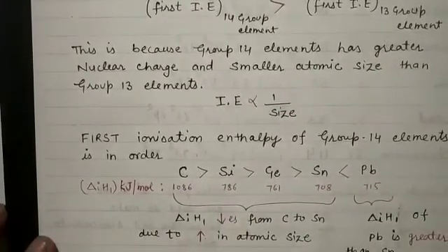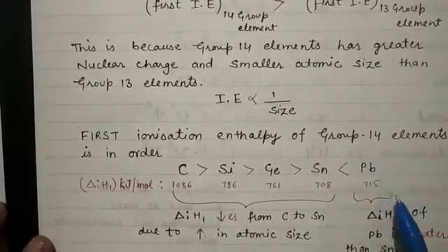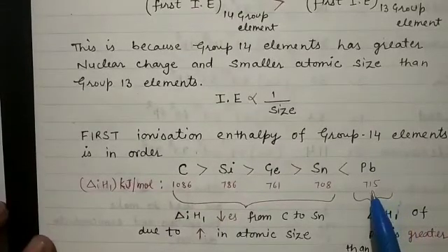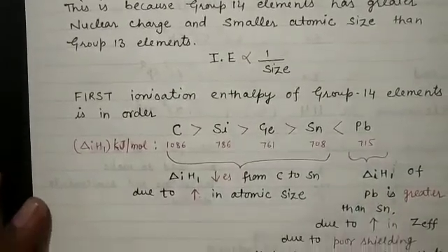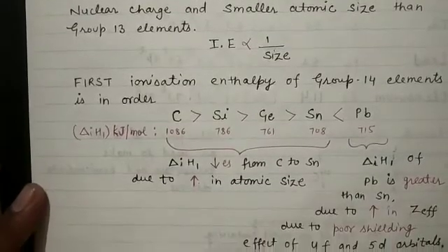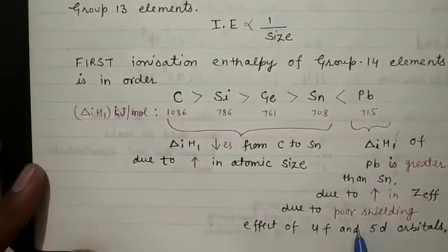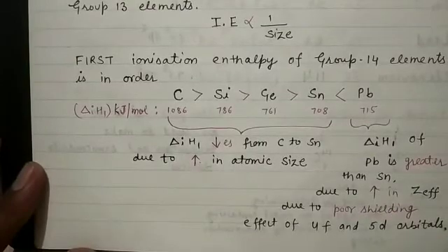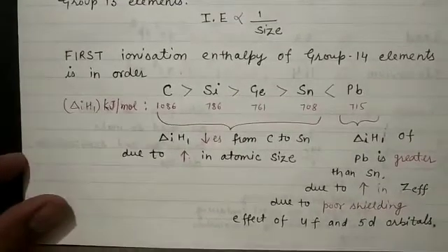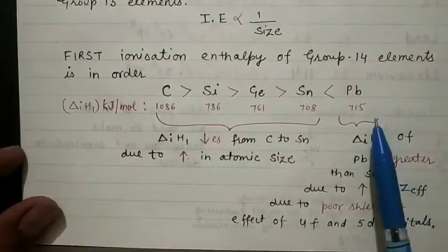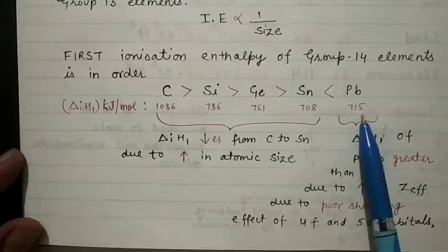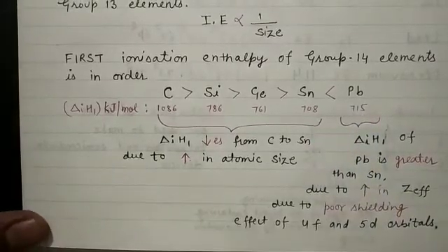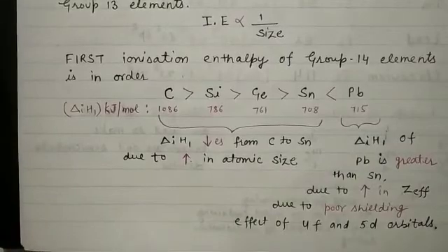But in the case of lead, the value of first ionization enthalpy is greater than that of tin. Why is it so? This is because of the greater effective nuclear charge due to the poor shielding of the 4f and 5d orbitals which exist in lead. That's why there is an increase in the first ionization enthalpy of lead in comparison to tin, because of the higher effective nuclear charge.